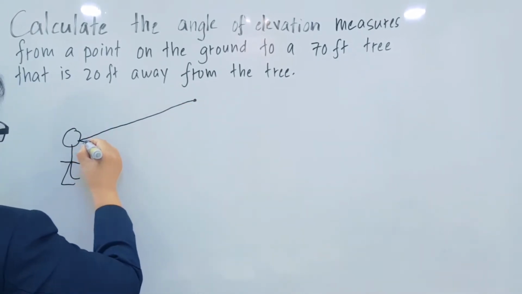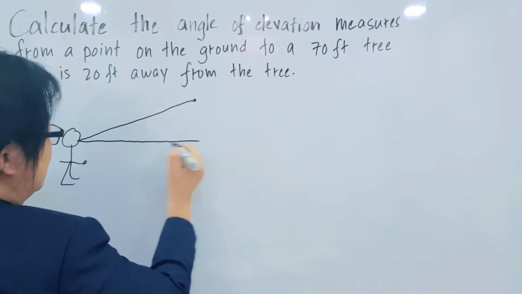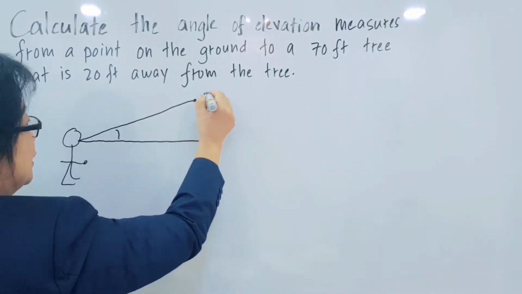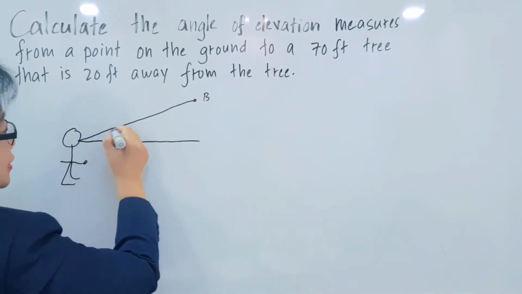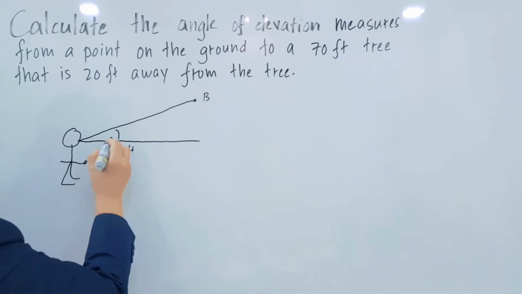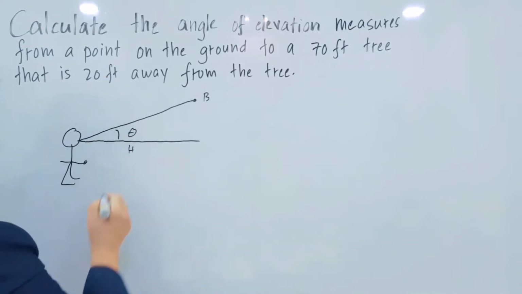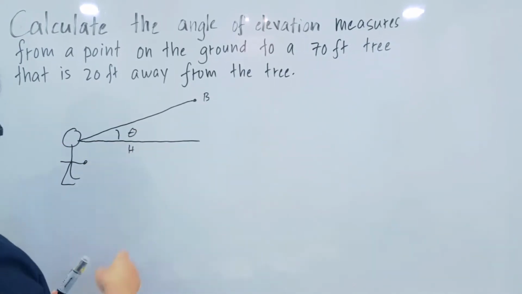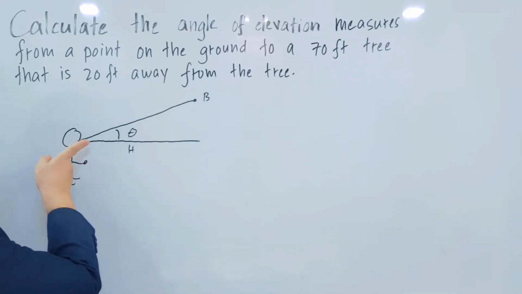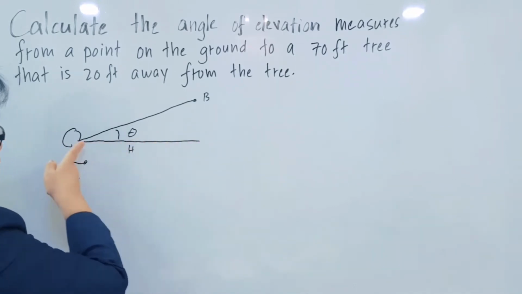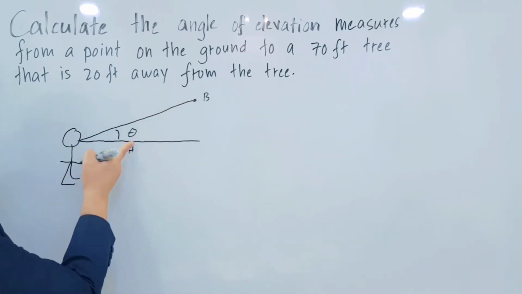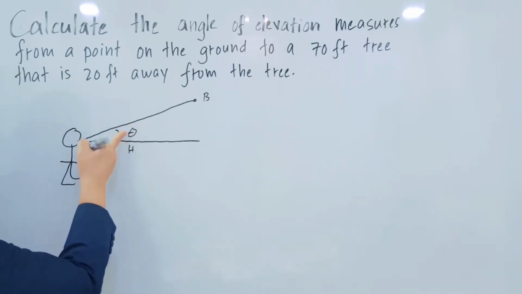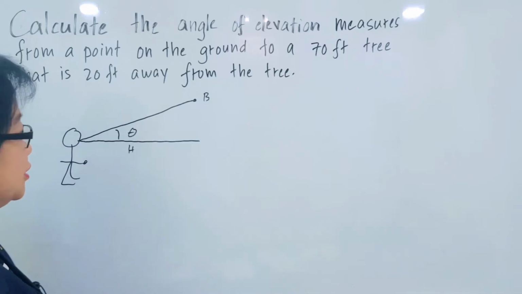So, if this is the building, the angle between the horizontal line and the slanting line is equal to the angle of elevation. See this one, looking horizontally and looking to the top of the tower. Then this one, it is elevated. So this angle is the angle of elevation.